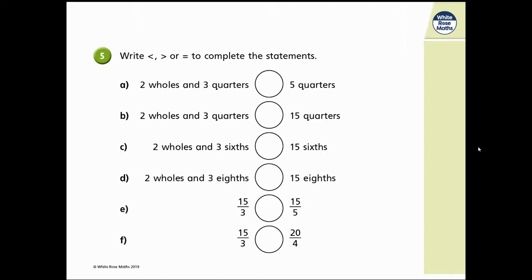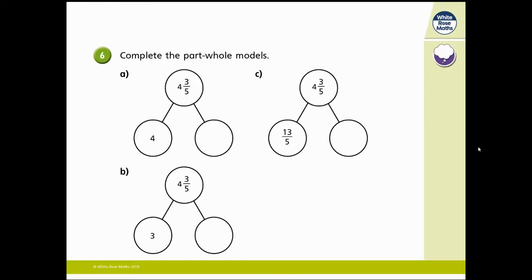So lastly, we've got F. We've got 15 thirds. So how many 3's are in 15? Again, it's 5 because we worked it out above. And then how many 4's are in 20? Again, 4, 8, 12, 16, 20. It's 5. So that's equal. 15 thirds is equal or equivalent to 20 fourths or 20 quarters. I must not forget to say quarters rather than fourths. I'm so sorry. And then complete the whole part-whole models, and this is the last part.